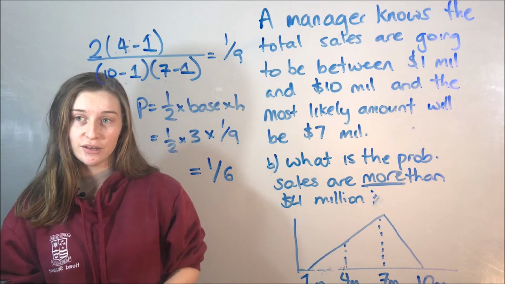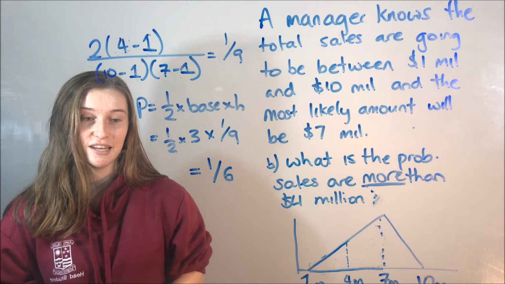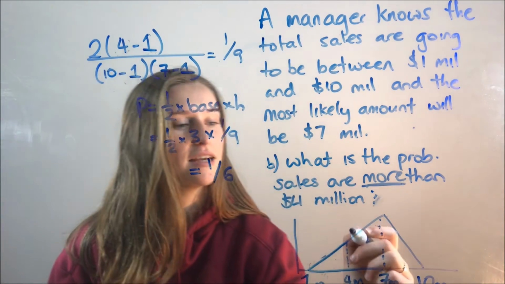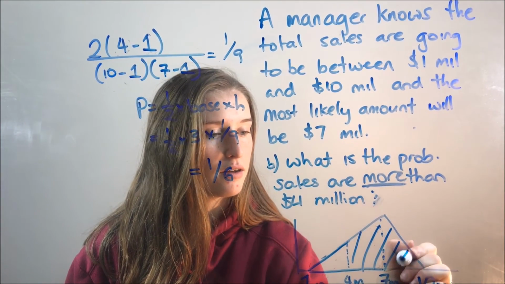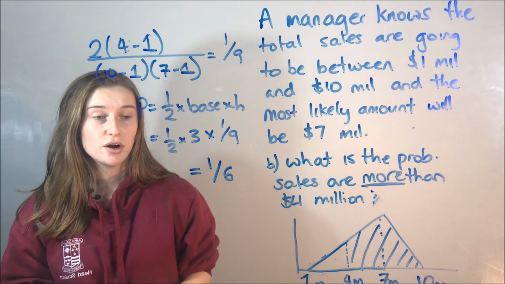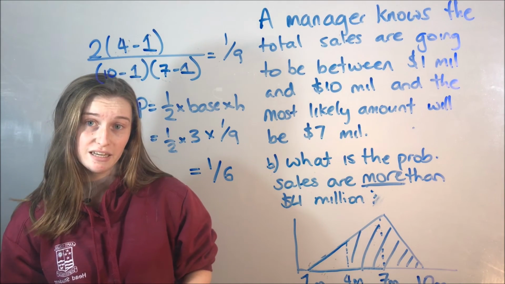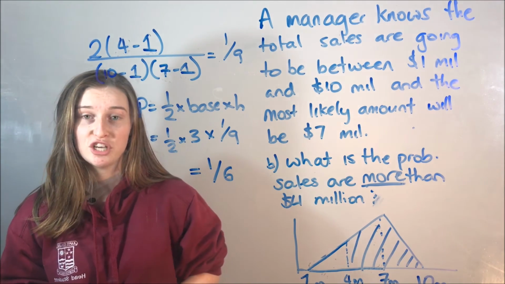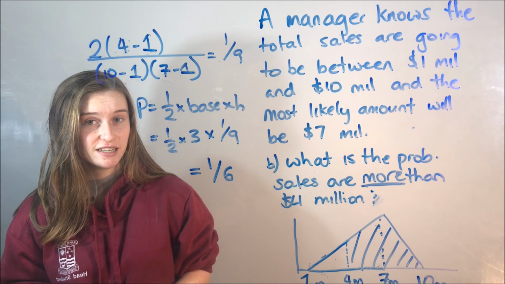What if instead though, they asked us the probability that it was more than 4 million, like this? We know that probabilities all add up to 1. So if the bottom bit was 1/6, the remaining part that we've just shaded would have to be 5/6.